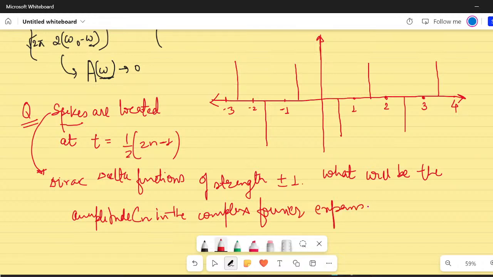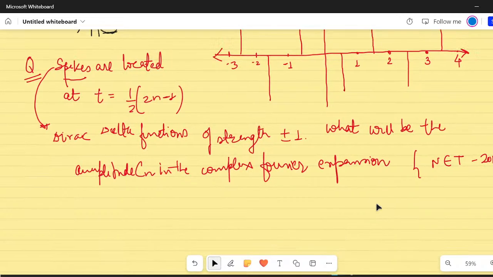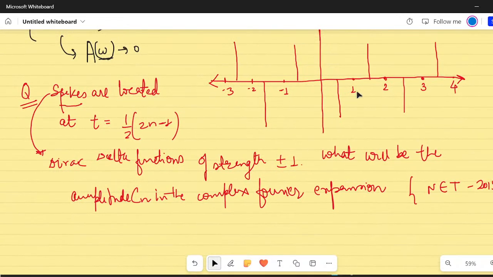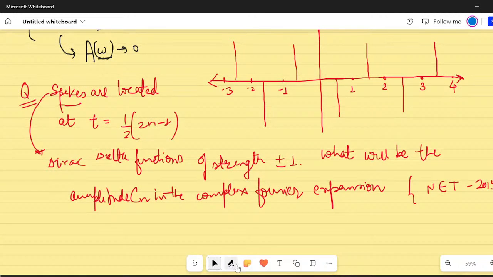This was a question that was asked in your exam, I think NET exam 2015. So how to write the Fourier expansion? Whenever there is a periodic function, the first thing that comes to mind is what would be the period of the function? You clearly see that this pattern is getting repeated here. So what is it? It is, I think, 3 by 2 here. What is the point here?